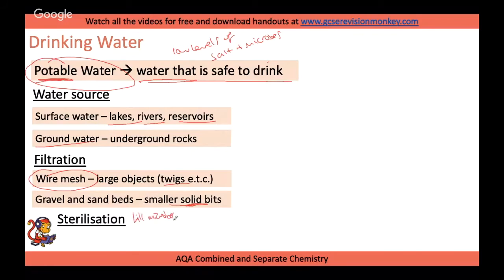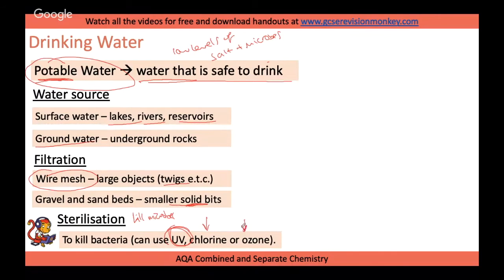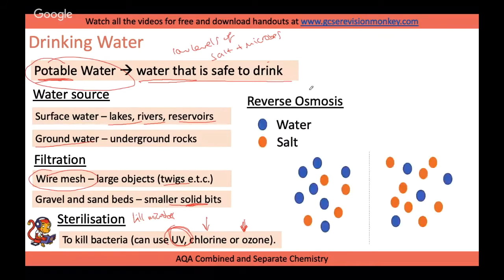microbes. And there are several ways we could do that. We could use ultraviolet light that has enough energy to kill the bacteria. We could bubble it through with chlorine or bubble it through with ozone gas as well. So either of those methods or all of them we might use to sterilise the water. Then it's potable and safe to drink, and we can put it through our taps.